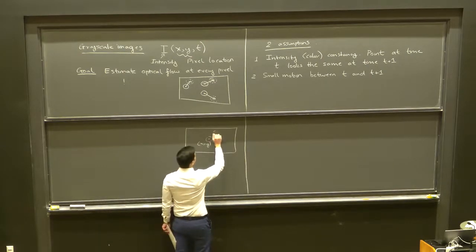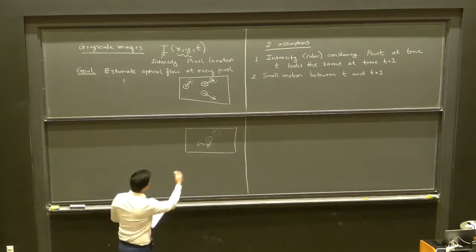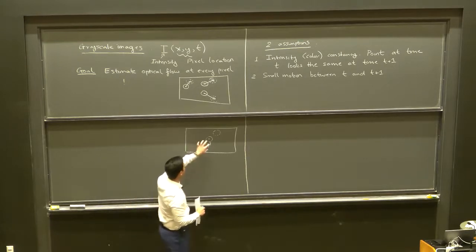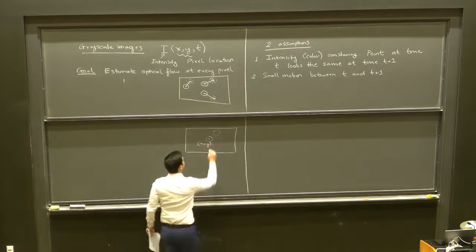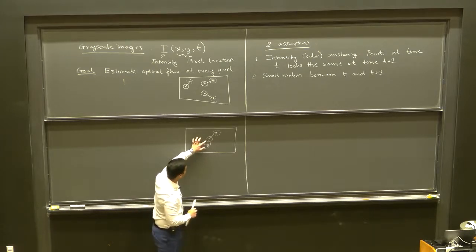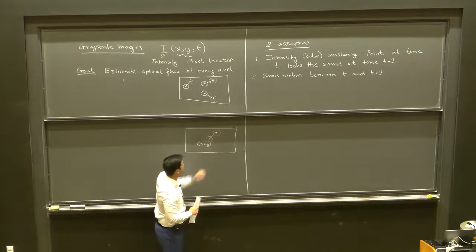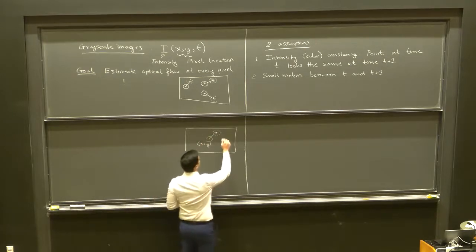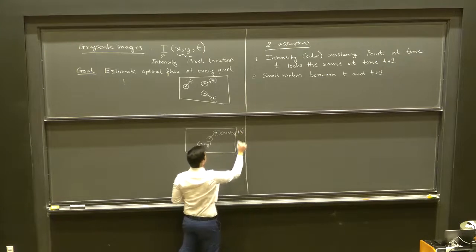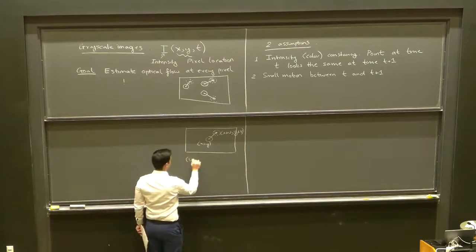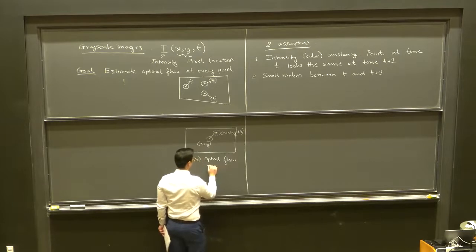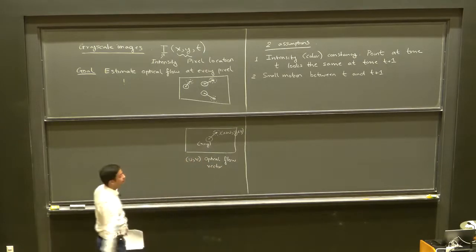At the next time step, let's say it moves a bit. I'm obviously exaggerating the amount of motion. In practice, assumption 2 is assumed to be valid. But let's say the amount of motion is this much. So the optical flow vector at this location x, y corresponds to this change. Where did this object go from time step t to time step t plus 1? The location at the next time step is x plus u, y plus v, where u, v is the optical flow vector at that location x and y.